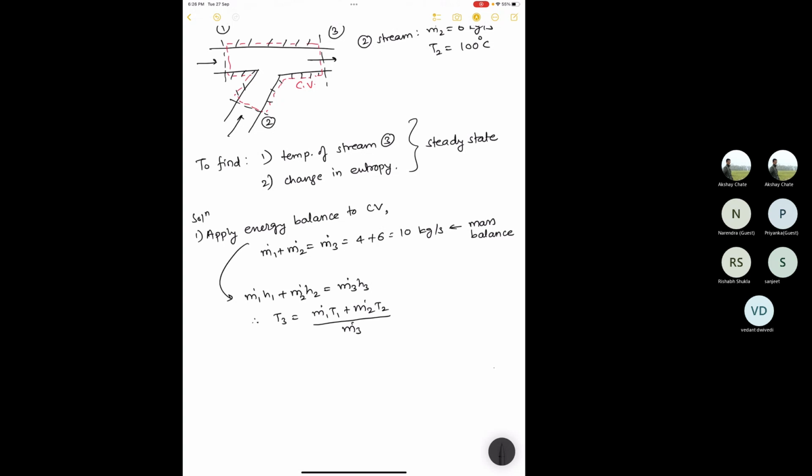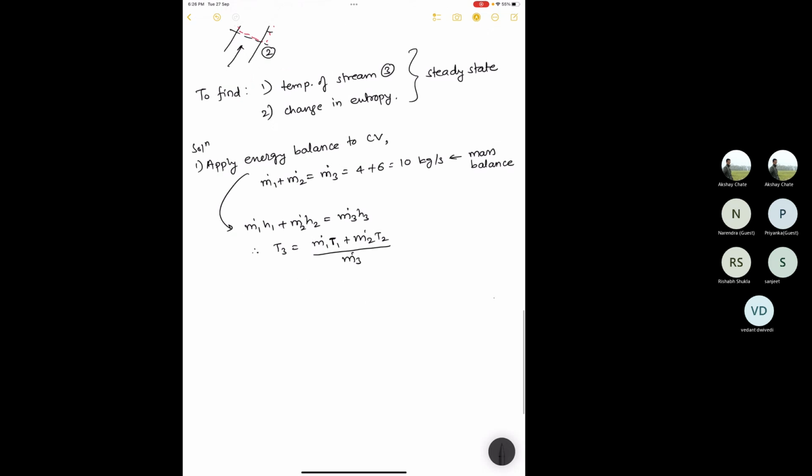Divided by m dot 3. So now you know m dot 1, m dot 2, m dot 3. You know T1, T2 also. Do the calculation and you should get T3 as... I have the answer in Kelvin, but anyway, 4 into 40, 160 plus 6 into 100, 600, divided by 10. So 76 degrees Celsius. So this should be your first answer.